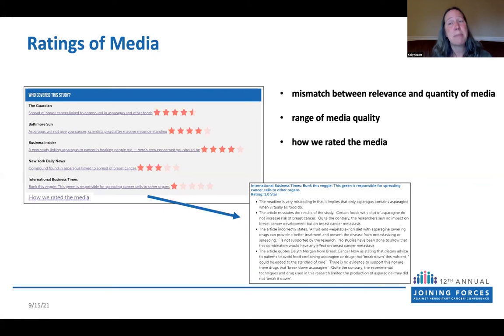There's often a mismatch between how relevant it is. The study was not particularly relevant clinically. It was basic research, but there was a lot of coverage of it. It was easy to write headlines about. There's a range of quality of the media.